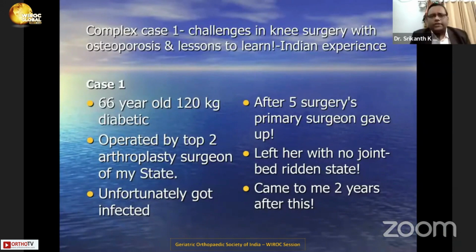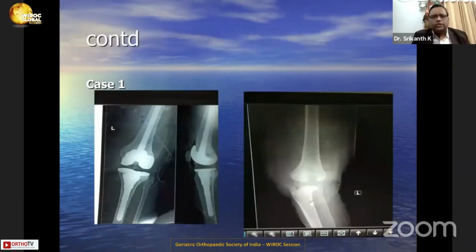So coming to some of the examples, this was a 66-year-old lady, 120 kg, diabetic, operated by the top arthroplasty surgeon of my state. Unfortunately, got infected. After 5 surgeries, the primary surgeon gave up. She was left with the excision arthroplasty, and hence she was bedridden. Her relatives came to me 2 years after this. She came with the picture on the right-hand side.